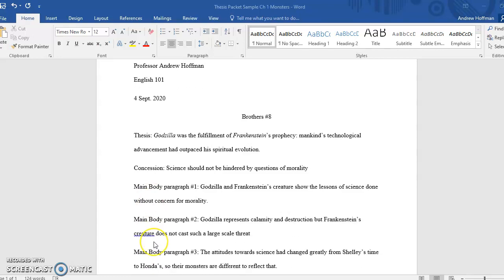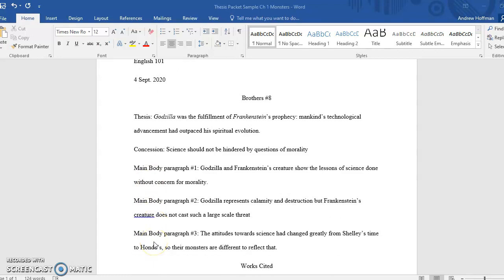Main body paragraphs. This one just has 3 main body paragraphs: 1, 2, and 3. Okay, so your first paragraph is your introduction. That contains the thesis. The second paragraph is the concession. That contains the opposition. The 3 main body paragraphs are where you put forward your main ideas.